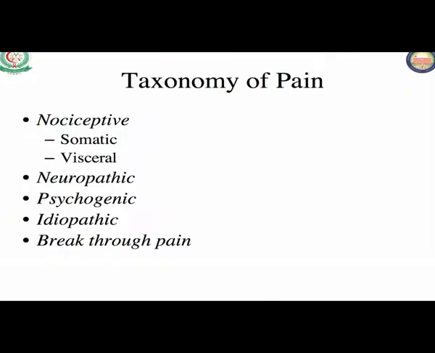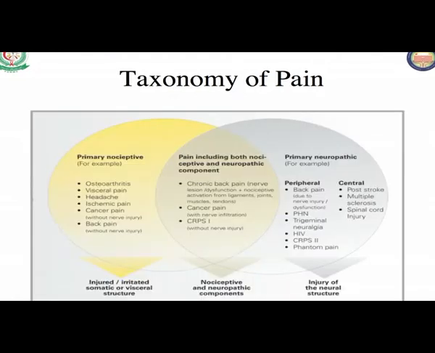In addition to that, as I mentioned, nociceptive pain, which could be somatic or visceral pain, and neuropathic pain, there is what we call psychogenic pain, and there is what is called idiopathic pain, and there is also breakthrough pain. So this is the way we classify pain according to its nature. There is another type of pain, which I didn't mention a while ago, which is the mixed type. The patient can have both nociceptive and neuropathic pain at one time.